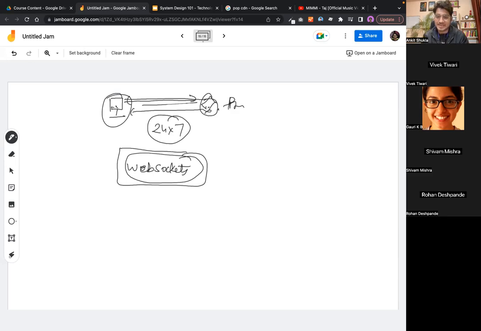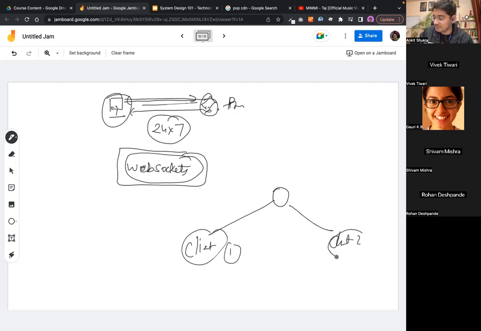Also, when Facebook in 2011-12 and Yahoo Messenger created this chat mechanism, it was very difficult for them because at that period of time WebSockets was not enabled. So what they did was, there was a server and then there is a client. For example, client number 1 and client number 2 are chatting with each other on Yahoo Messenger.